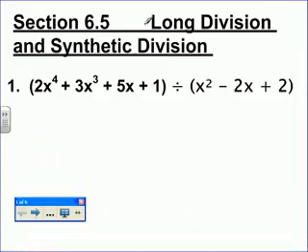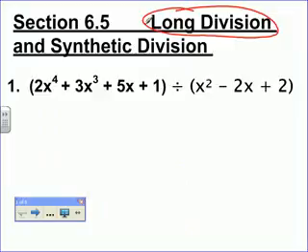Okay. What we're going to end up doing is using division. Next week, we're going to use division as another way to find some of our zeros. This long division, we'll do the long division first. The long division is just like when you learned how to do regular long division. It's set up the same way.